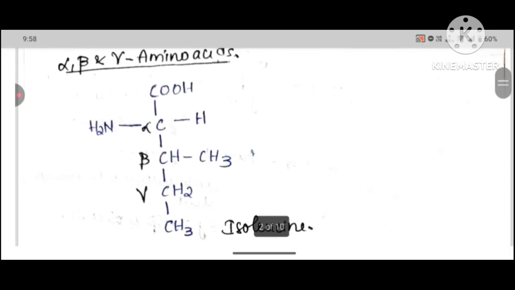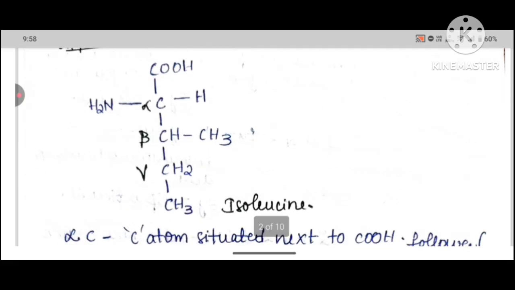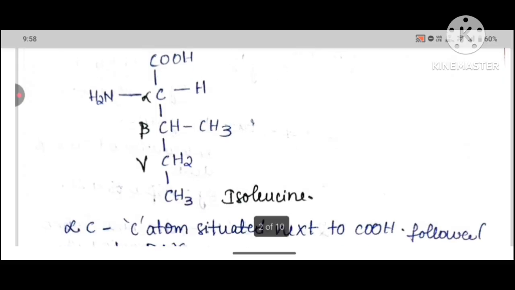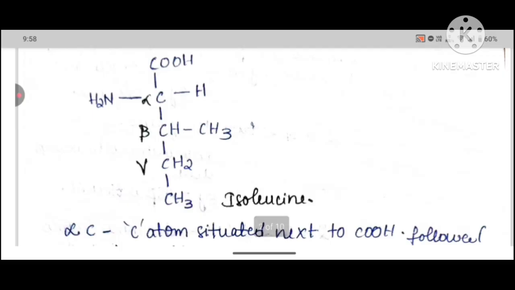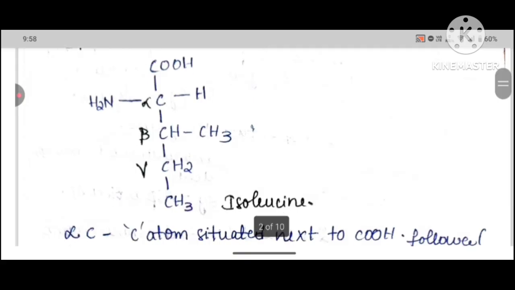Let's see what alpha, beta and gamma amino acids are. While studying amino acids, we see terms like alpha amino acids, beta amino acids and gamma amino acids. So how did those amino acids get those names? Let's understand by taking an example of an amino acid, isoleucine. This is the structure of the amino acid isoleucine.